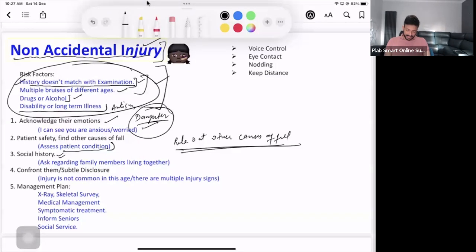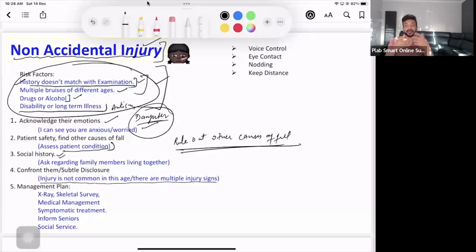Then obviously you'll bring up that we examined and found multiple bruises of different ages. Sometimes the daughter says, yes, my mom keeps on falling because she's elderly and she has dementia. So my question is, why didn't you bring your mom to the hospital the last time she had a fall? And the mom is not going to the GP for regular checkups, though she has had dementia for the last 3 years. Do you think she should be going regularly to the doctors for checkups?